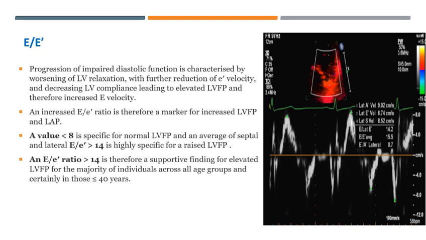A value less than 8 is specific for normal left ventricular filling pressure, and an average of septal and lateral E/e prime ratio more than 14 is highly specific for a raised left ventricular filling pressure. An E/e prime ratio more than 14 is therefore a supportive finding for elevated left ventricular filling pressure for the majority of individuals across all age groups, and certainly in those less than 40 years.